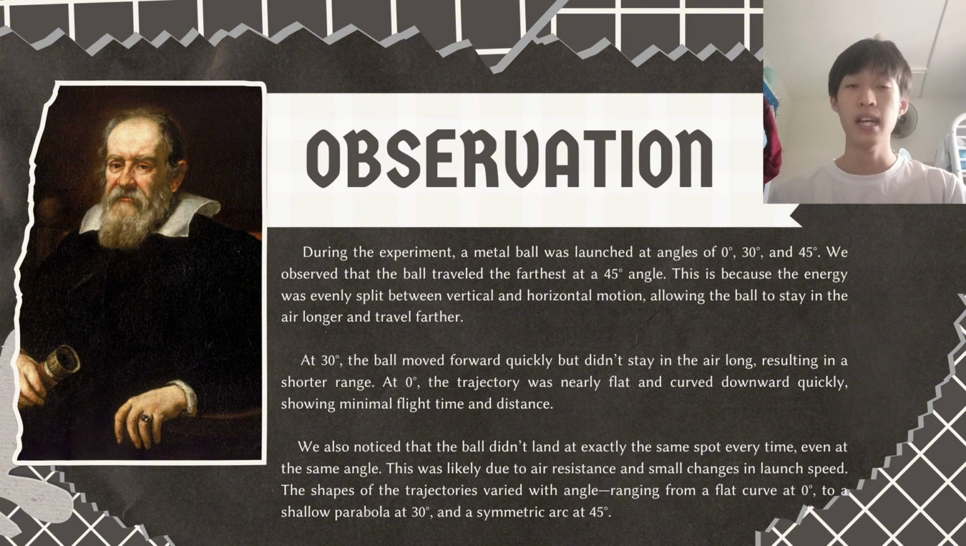At 30 degrees, the ball moved forward quickly but didn't stay in the air long. It resulted in a shorter range. For the 0 degree, the trajectory was nearly flat and curved downwards quickly. It shows the minimal flight time and distance. We also observe the shapes of the trajectories varied with angles.